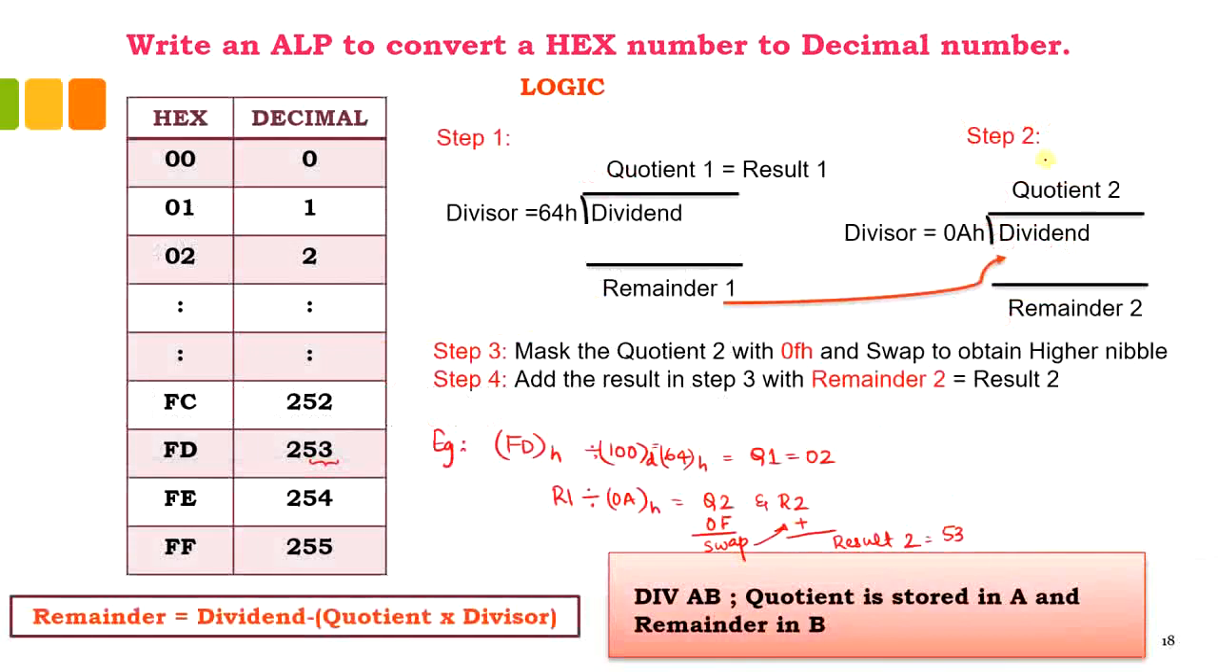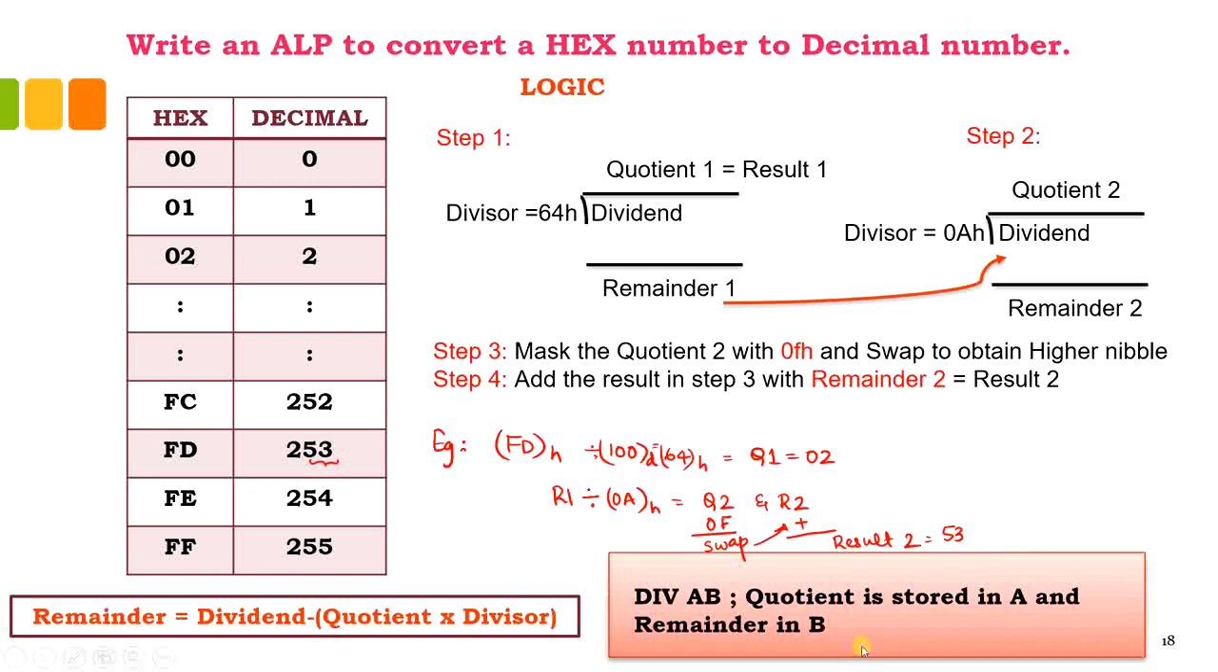Okay. And see here, one more important thing is that because we are performing division, we will be using the opcode DIV AB. So in this case, when we perform DIV AB, the quotient will be stored in the accumulator and the remainder will be stored in the B register. You should remember this.